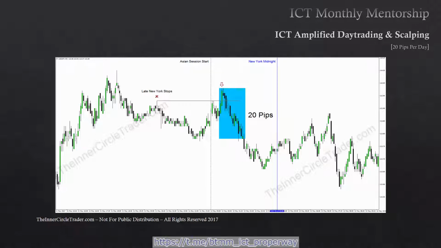You're not trying to get rich on them. You're not trying to make 100 pips, but you use all of the PD array matrix ideas I've given you in terms of premium and discount to reach for them as well on these lower time frames.